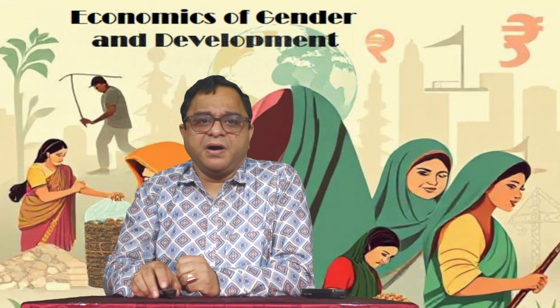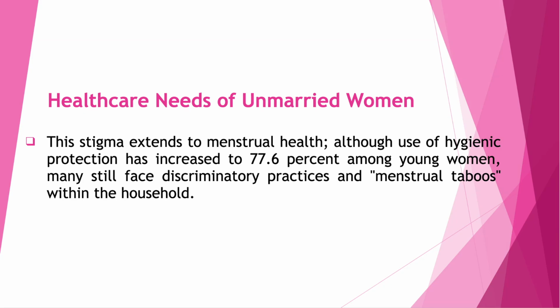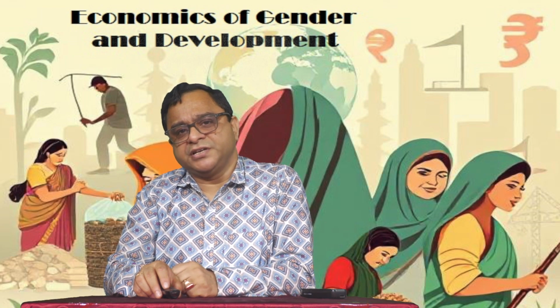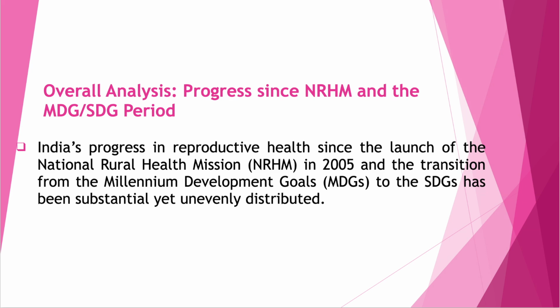So, this stigma extends to menstrual health. Although use of hygienic protection has increased to 77.6% among young women, many still face discriminatory practices and menstrual taboos within the household. Now let us make an overall analysis of the progress India has made since NRHM and also in the MDG or SDG period.